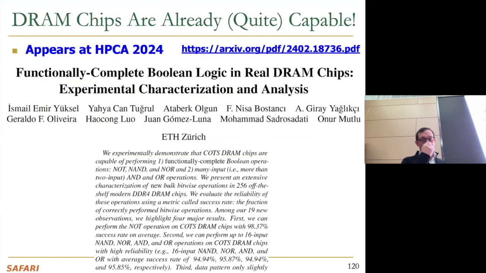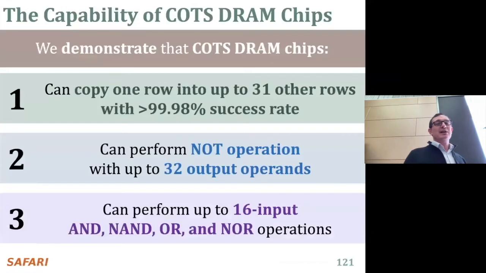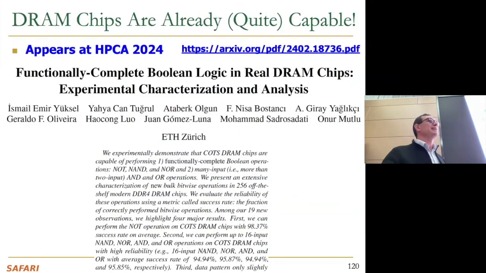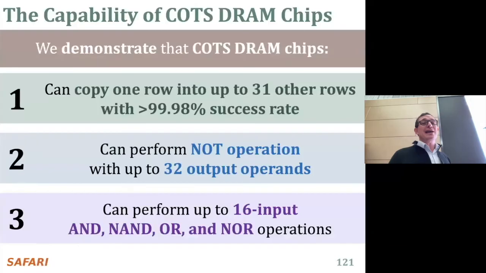This is a paper that we published, again, in HPCA this year. I'm going to cover this in a little bit more detail. Well, actually, in two papers, this HPCA paper and then a later DSN paper, we showed three major results. One is you can copy one row into up to 31 other rows with almost perfect success rate, as you can see. You can perform the NOT operation with up to 32 output operands in real DRAM chips. You can also perform AND, NAND, OR, and NOR operations with up to 16 input operands, with reasonably high reliability, more than 94%.